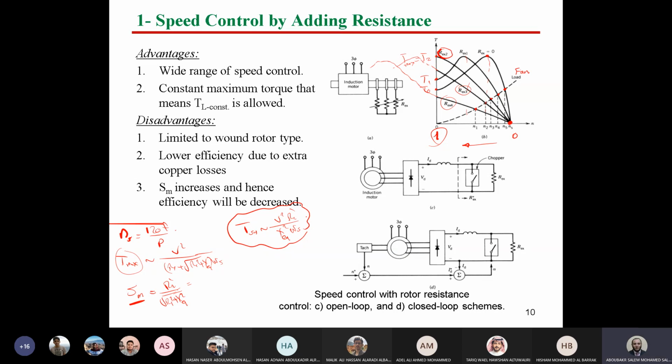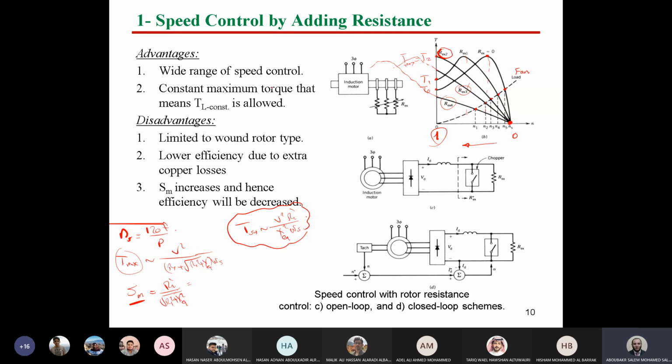Now we understood the effect of adding resistance on the characteristic. We can conclude from the characteristic here that we have a wide range of speed control. As you can see, the more resistance you add, the lower speed you get. So it's a wide range now. So the first advantage is its wide range of speed control. These points are very important. It can come in the exam as MCQs.